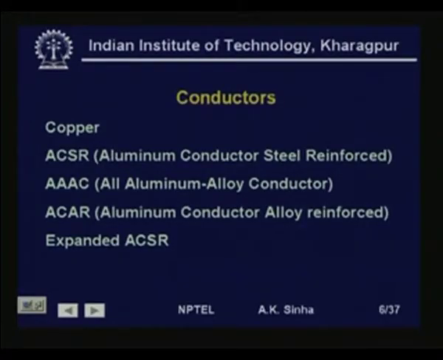One type of conductor which is used for extra high voltage lines is called expanded ACSR conductor. This is the same as the aluminum conductor steel reinforced, except that between the steel core and the aluminum conductor we provide some filler material such as paper or fiber. This increases the effective diameter of the conductor for the same conducting cross sectional area.